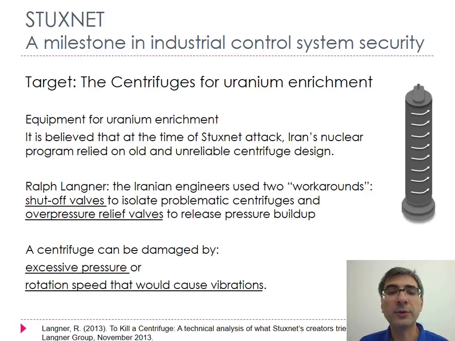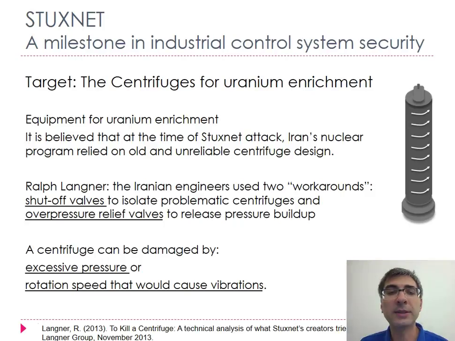That was one of the key persons who analyzed Stuxnet. In his opinion, the Iranian engineers at the time were using two workarounds, because they had relatively old designs of centrifuges. These designs exhibited quite a few problems, and they had some workarounds for the problematic ones.